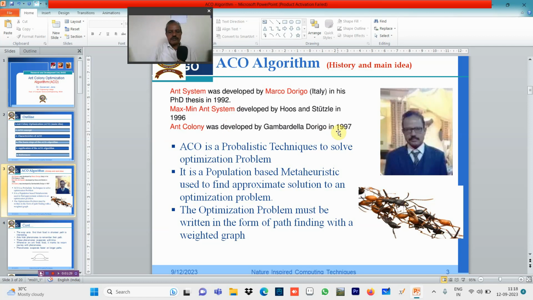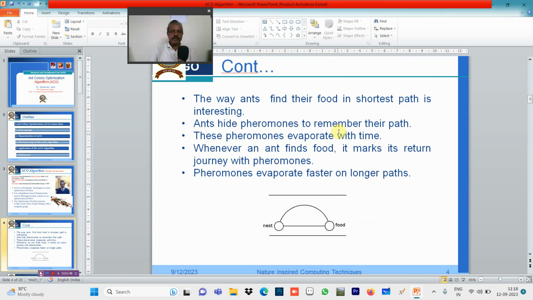It is a probabilistic technique to solve optimization problems, and it is a population based metaheuristic used to find approximate solutions to an optimization problem. The optimization problem must be written in the form of pathfinding on a weighted graph. So this is the idea.